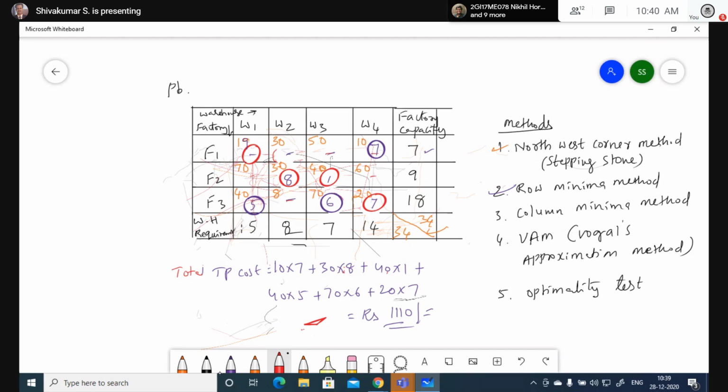Similarly, the column minimum method is the same thing. Here you have taken rows; similarly, you can take column-wise. In the first column, let's say 40 is the minimum value. Check how much you can allocate here, and likewise go through the column values: first column, second column, and all. It's very easy, so I will not do it. Directly I'll go for the VAM method, that is Vogel's approximation method, the third method.